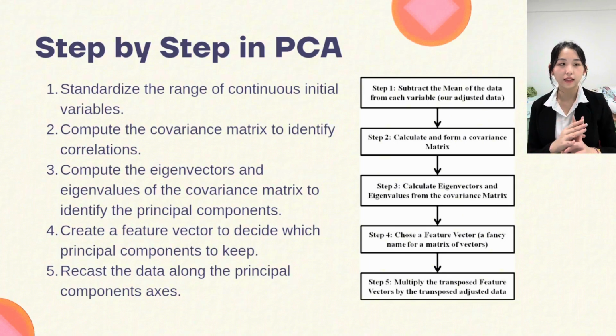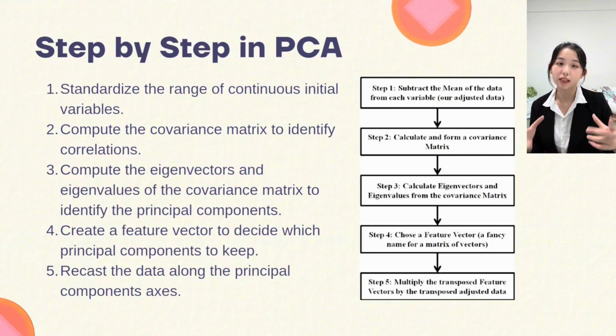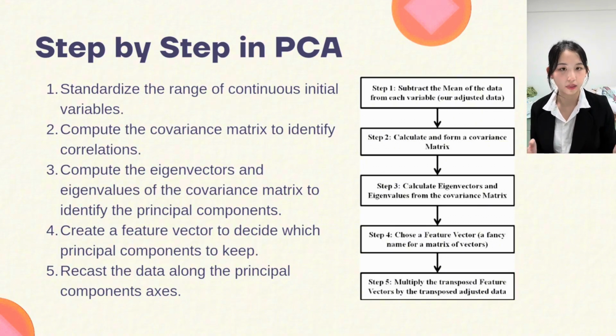The second step is compute the covariance matrix. Once the data is standardized, we calculate the covariance matrix, and this matrix captures how the variables are correlated with each other. High covariance values between variables indicate strong relationships, which are crucial for identifying patterns.